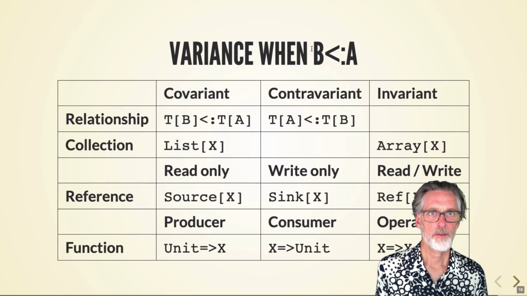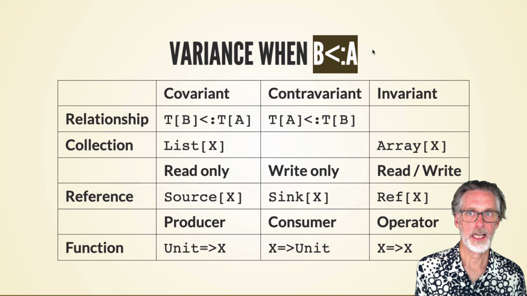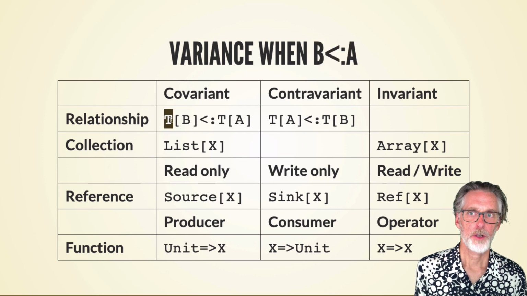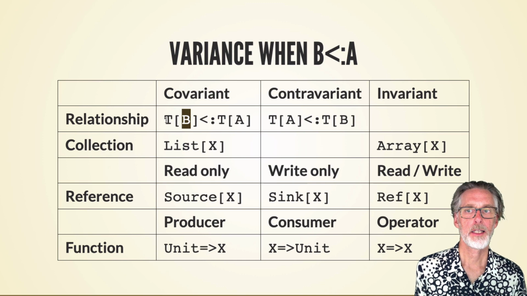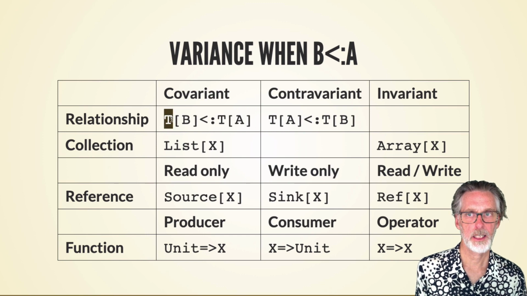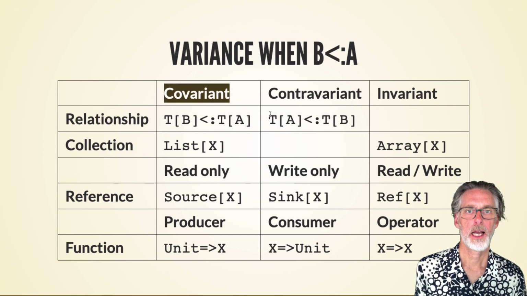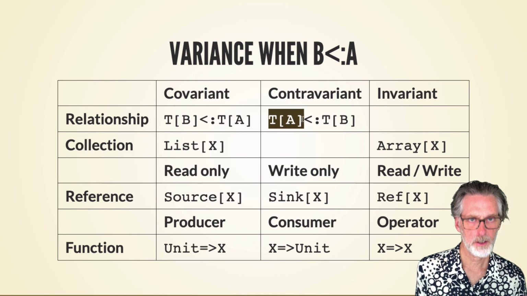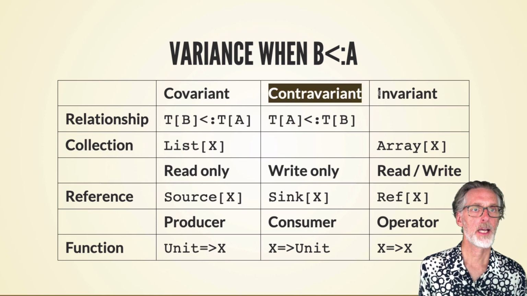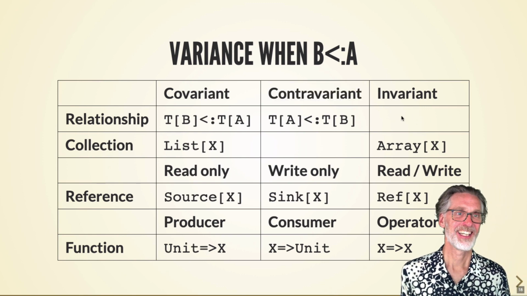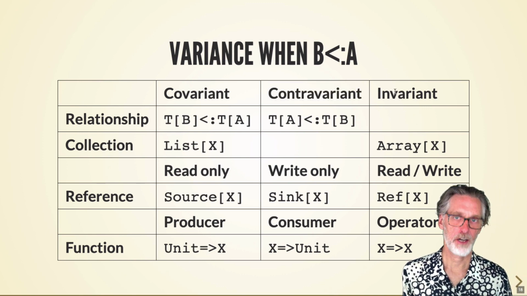So let's suppose that we have some type B that's a subtype of A, and we have some type constructor T that takes a type parameter. Then we can say that when T of B is a subtype of T of A, the type constructor T is covariant. And when we have the reverse, the type constructor T is contravariant. And when we have neither of these, the type constructor is invariant.